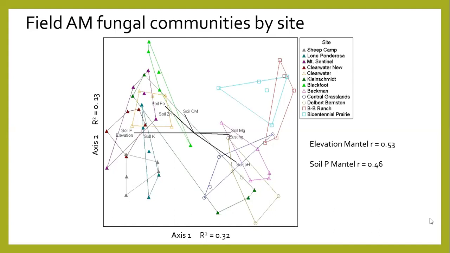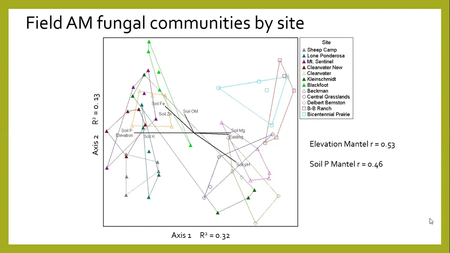So there's a lot going on here, but you can see, for example, if you look at Bicentennial Prairie, which is this light blue color on the right-hand side of the graph, the samples within that site are more similar to each other than they are to other sites, except that they overlap with the communities from B Ranch, which is not too surprising, since those sites are probably less than 5 kilometers from each other. And generally the samples on the left are from Western Montana, and the samples on the right are from Eastern Montana, North Dakota, and Minnesota.